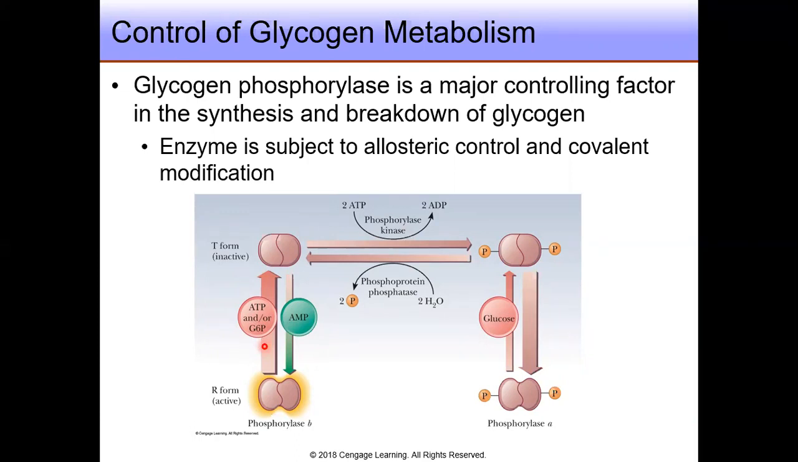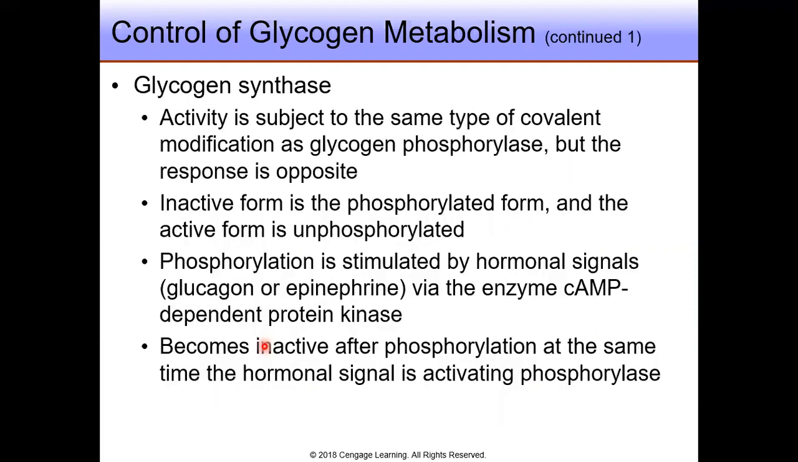from the adrenal gland in response to stress, it triggers a series of events that suppresses the activity of glycogen synthase and at the same time stimulates that of glycogen phosphorylase. Because, as I said, the two enzymes cannot be active at the same time. Otherwise, it will be a waste of chemical energy. Now, the activity of glycogen synthase is subject to the same type of covalent modification as glycogen phosphorylase, but the response is opposite.